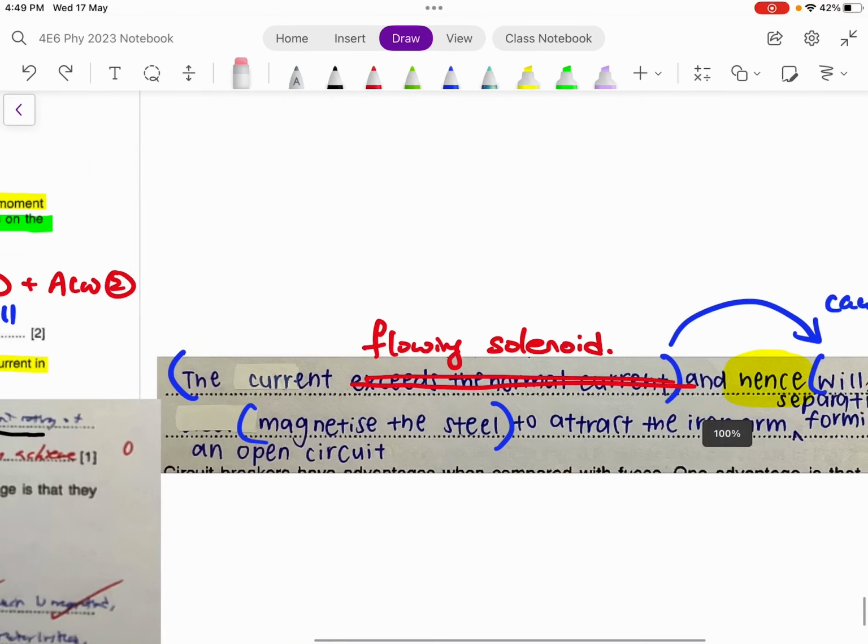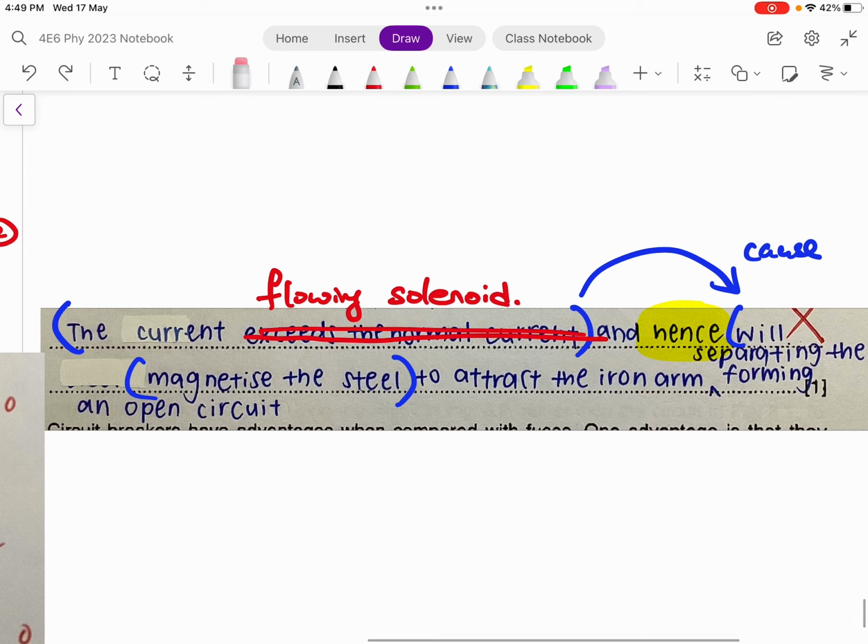So I want you to highlight that it is the current going through the solenoid that magnetizes the steel. Do you need to comment on the alignment of the magnetic domains? No need. It's too detailed already. You only have 2 answer lines. So just focus on saying that the current flowing through the solenoid causes the steel core to magnetize. As a result, it will attract the iron arm, and then it will open the circuit, or break the contact point. Good enough.